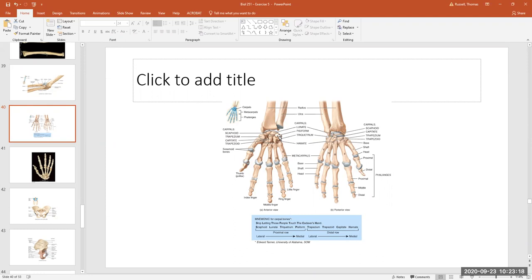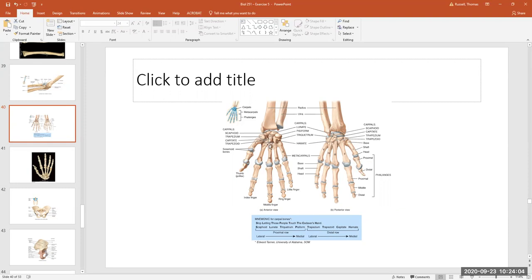Then we start over on the second row on the lateral side. So the one that's by the base of your thumb, the base of the first metacarpal, that's called the trapezium. The next one over, that's on your index finger, the base of the second metacarpal. That little bone that's sandwiched in between there is called the trapezoid. Now, I like remembering this one because I say, okay, this bone is trapped between these two. So it's trapped in the middle. So we have the trapezium, the trapezoid, and then you have the capitate.